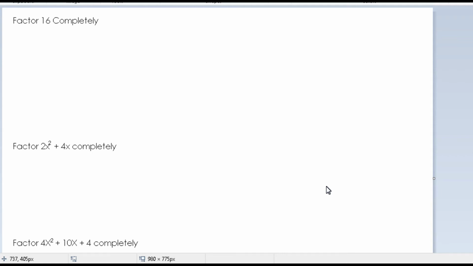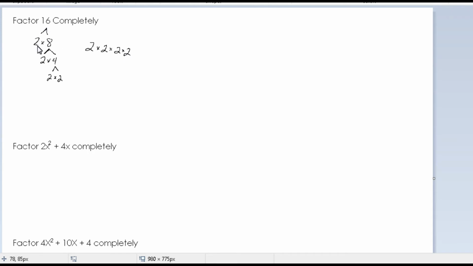Okay, so here's some examples of what it really means when we're asked to factor completely. For 16, we would normally say, oh, that's 2 times 8. But then 8 can still be factored, so you have to keep going. 8 is 2 times 4, and then 4 can still be factored, and 4 is 2 times 2. So when we factor 16 completely, we know that it's 2 times 2 times 2 times 2.